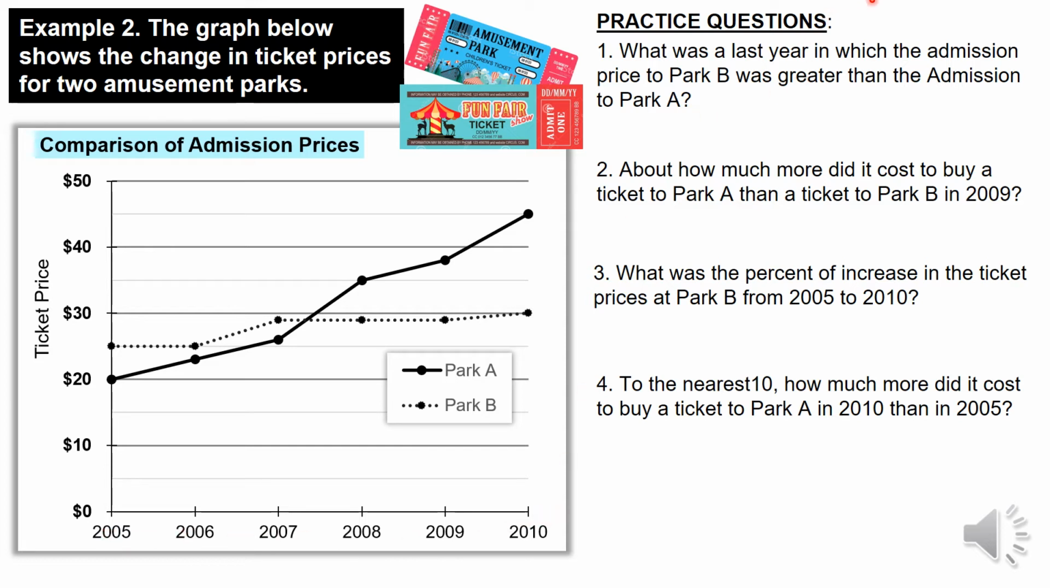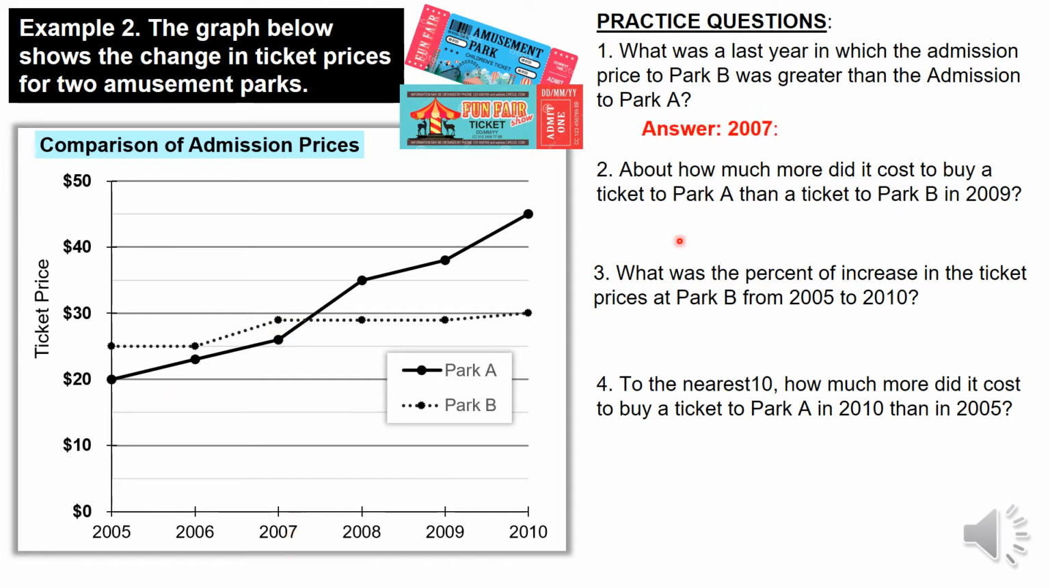Practice questions. What was the last year in which the admission price to Park B was greater than the admission to Park A? So we have to look for the last year that Park B is higher than Park A. So you have 2005, Park B is higher, 2006 still, 2007, but when it comes to 2008, they had switched places.